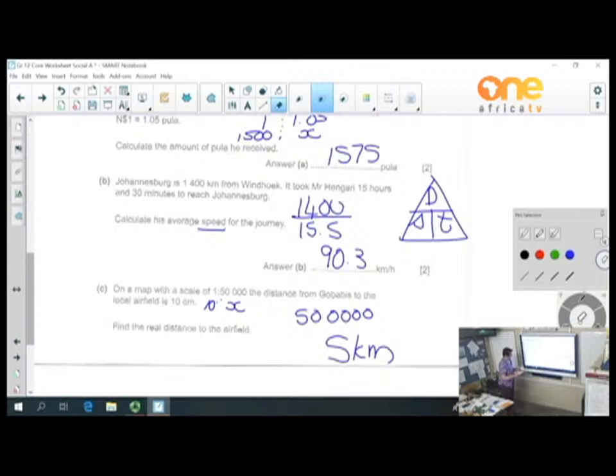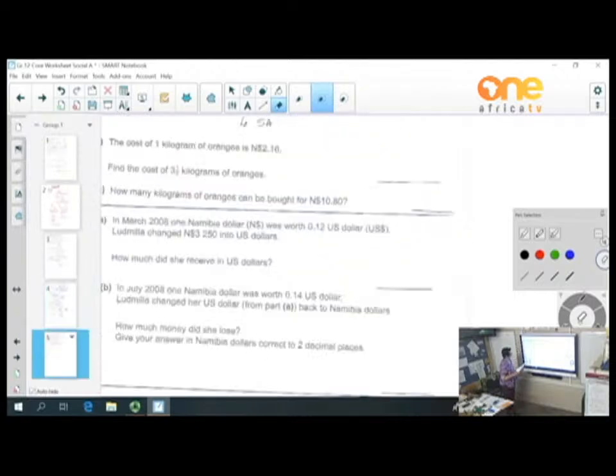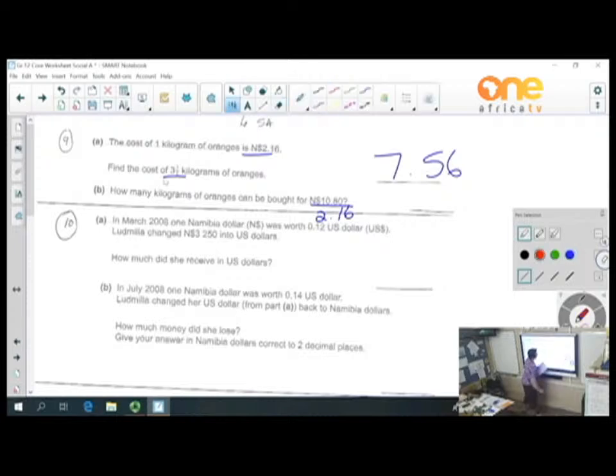Okay, then the next page. Okay, the last page there. The cost of 1 kilogram of oranges is $2.16. Find the cost of 3.5. So you just multiply it with that one. We just multiplied, and I got 7.56. Then, how many kilograms of oranges can be bought for $10? What must we do now? You'll have to divide this one by 2.16. We'll have to divide that one then there. And what is it? Yeah, you can buy 5 there.